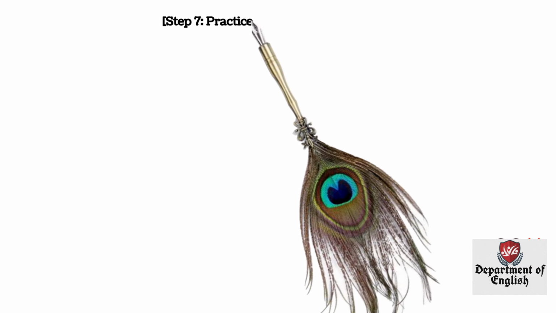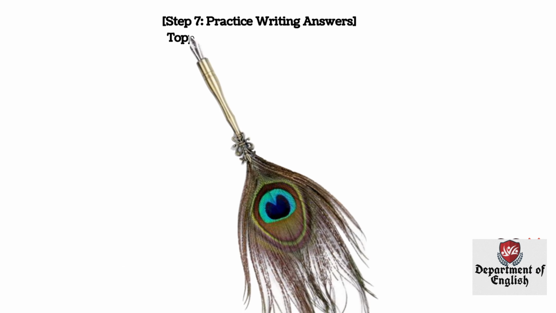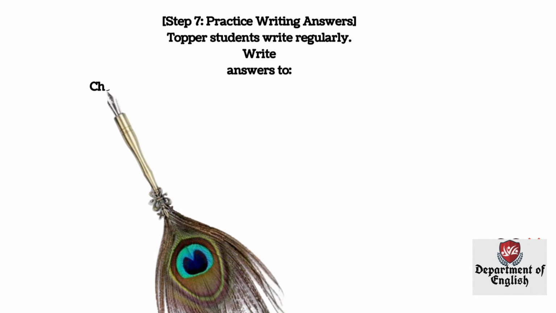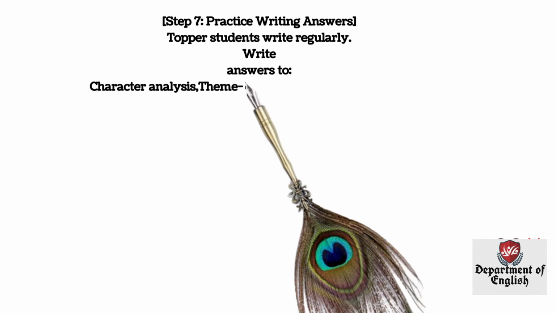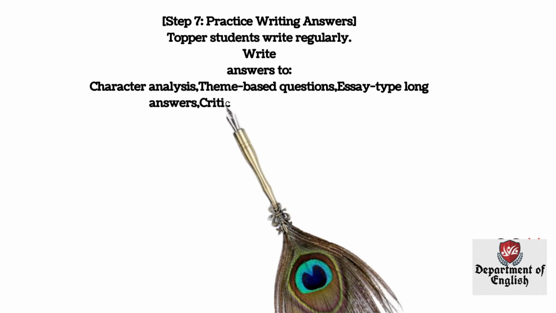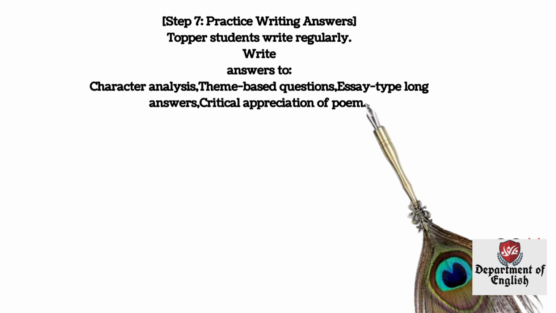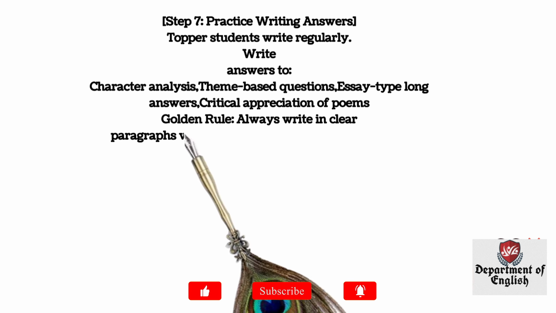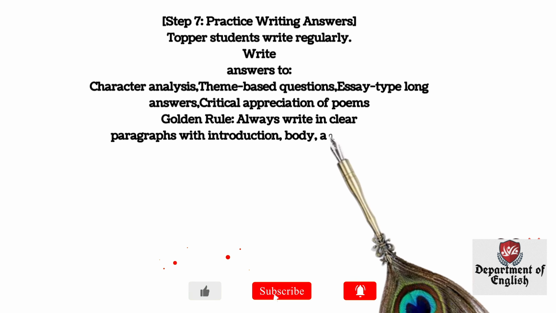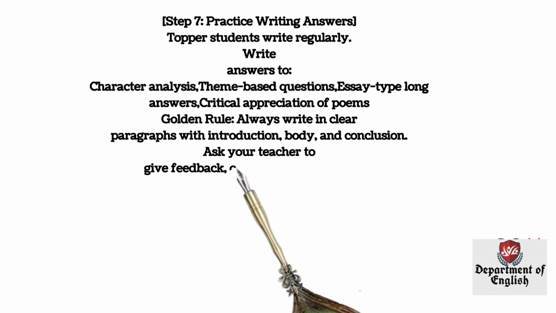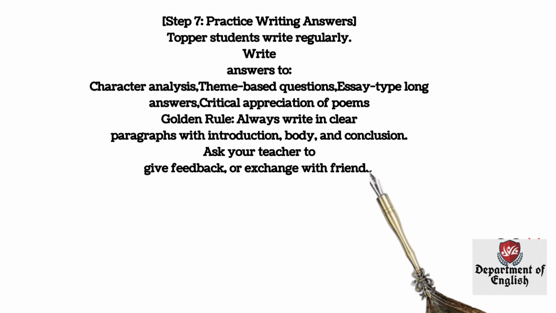Step 7. Practice writing answers. Topper students write regularly. Write answers to character analysis, theme-based questions, essay-type long answers, critical appreciation of poems. Golden rule. Always write in clear paragraphs with introduction, body, and conclusion. Ask your teacher to give feedback, or exchange with friends.